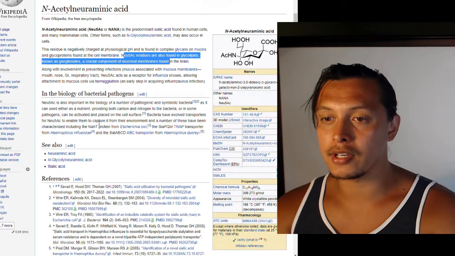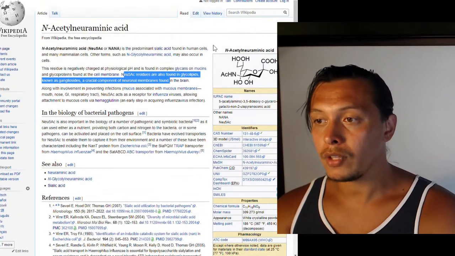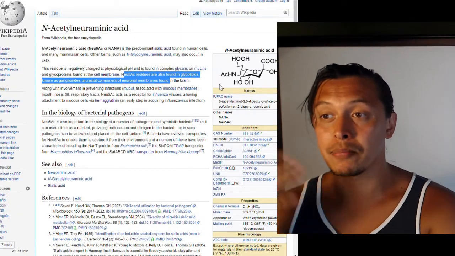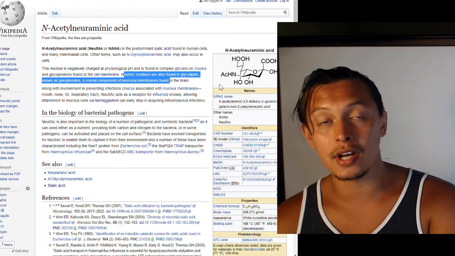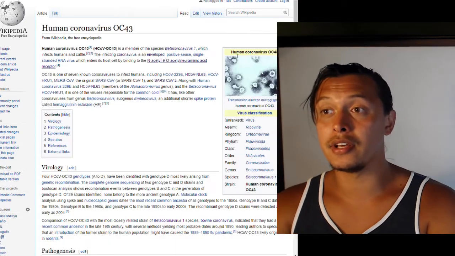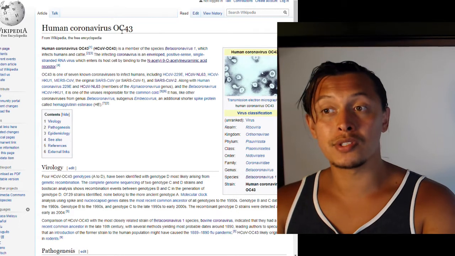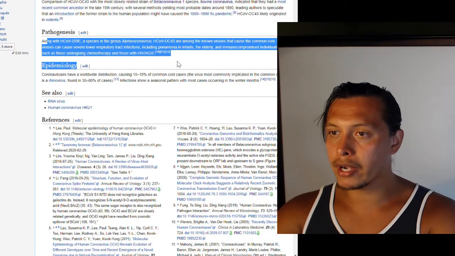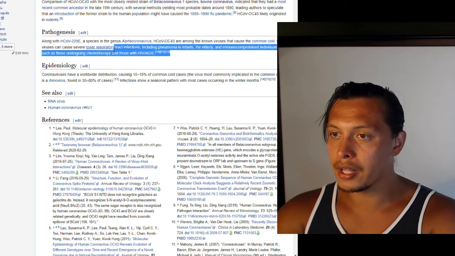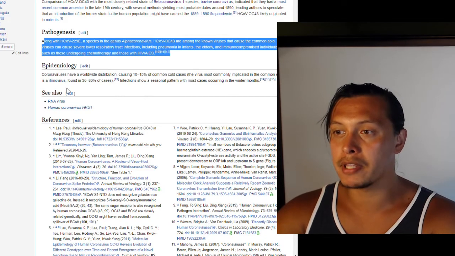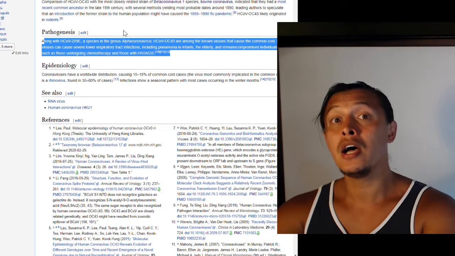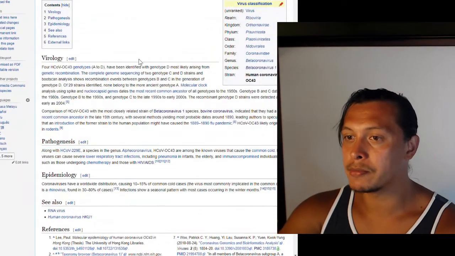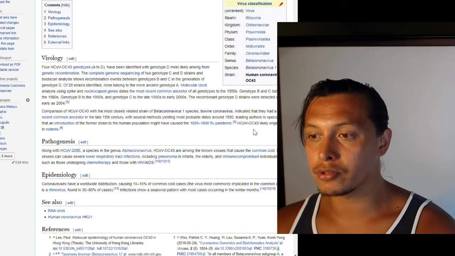So just know that this is a receptor, or I should say this is something that is on the surfaces of cells that this human coronavirus OC43 can interact with. So if I'm remembering correctly, I believe this might be the most recent one that has jumped from bovines into humans, but I might be misremembering, so do not quote me on that.